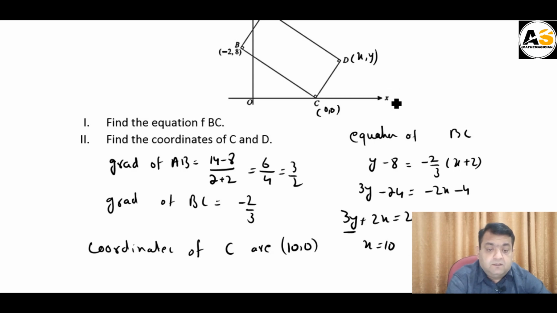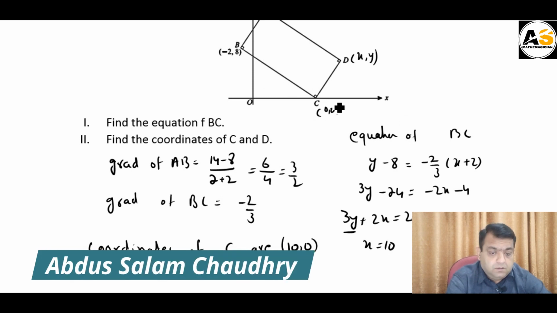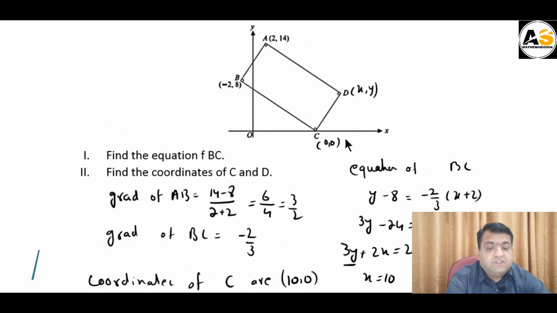Second way is to find the equation of CD, we can find the equation of AD, and we can solve these two equations simultaneously to get the coordinates of D. You will get the same answer. Third way of doing this is by using vector geometry. Find vector AD. Vector AD will be 2 minus x, 14 minus y.